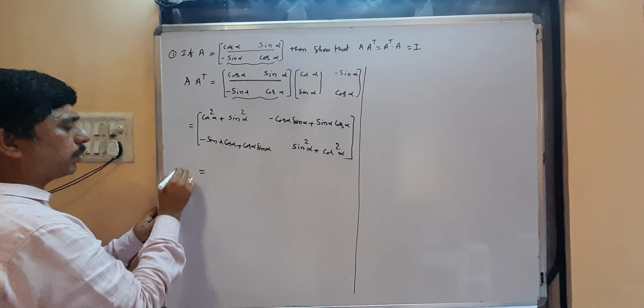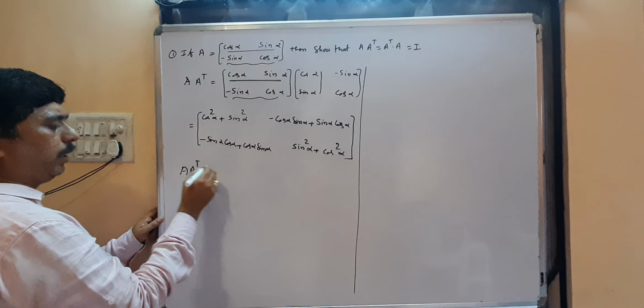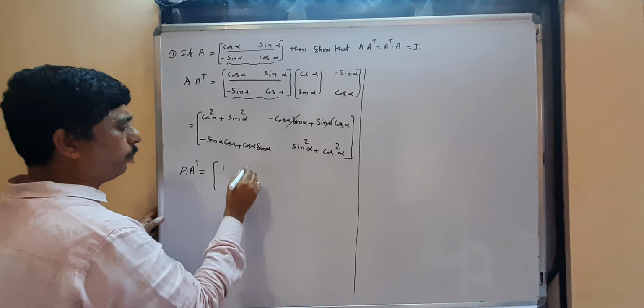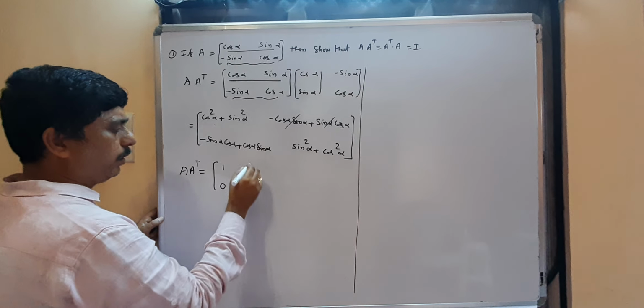Sin square plus cos square is 1. So in A into A transpose you have cos square alpha plus sin square alpha, 1. These two get cancelled, 0. This is also cancelled, 0, and 1. This is the identity matrix I.